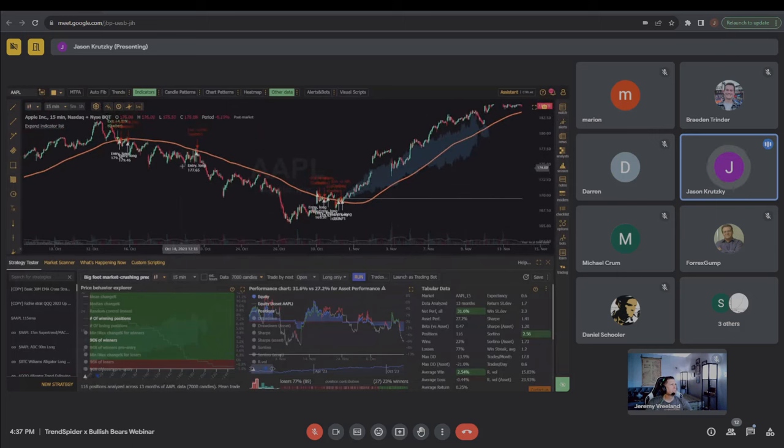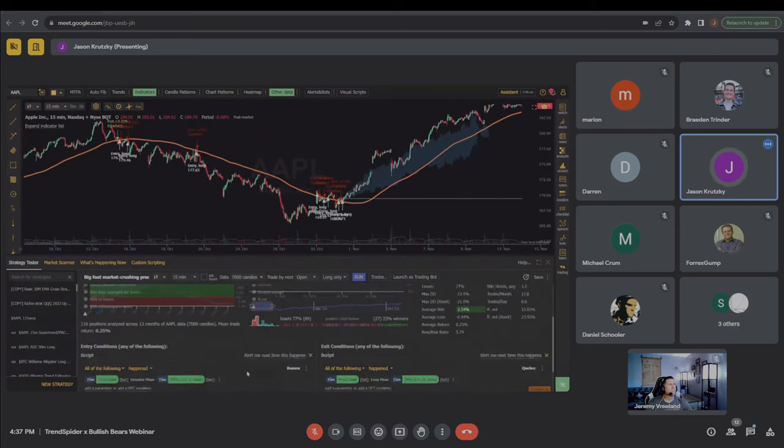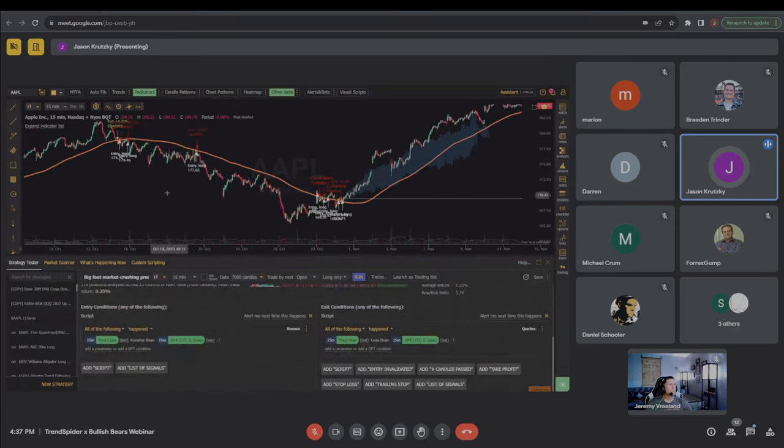The first thought is, well, what if I said I want multiple closes above that trend line or above that moving average? I've only got one close above it. Maybe I need to add a second close above it. So let's do that. I click this button right here. It duplicates the condition. And then I just redefine the candle that I'm referring to and say one candle ago. So one candle ago, price closed above the 115. And on the current candle, it closed above the 115.